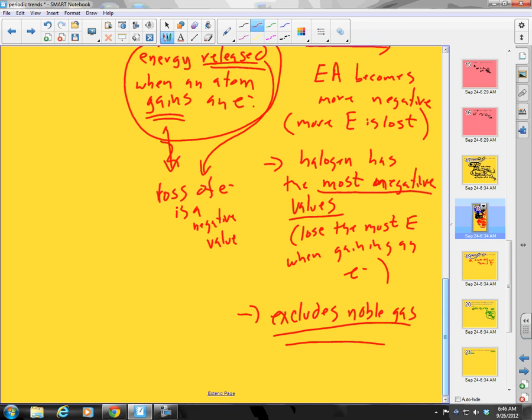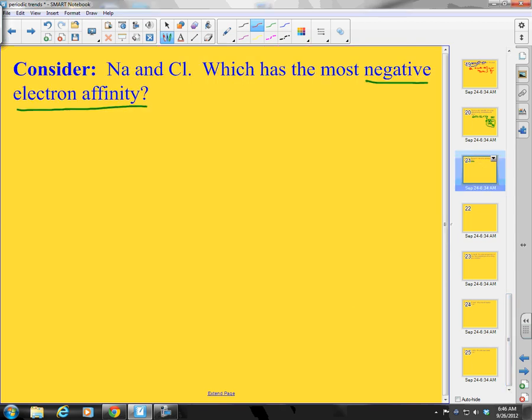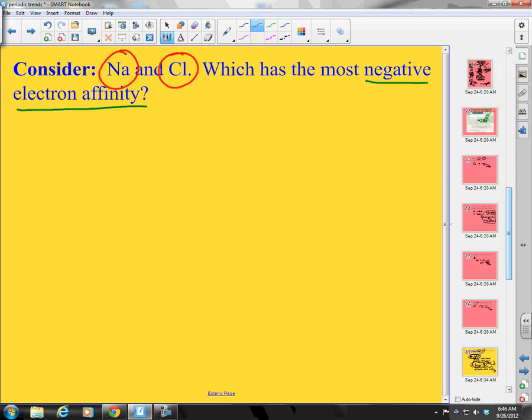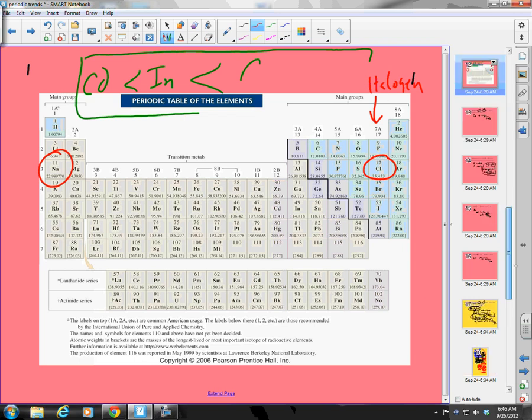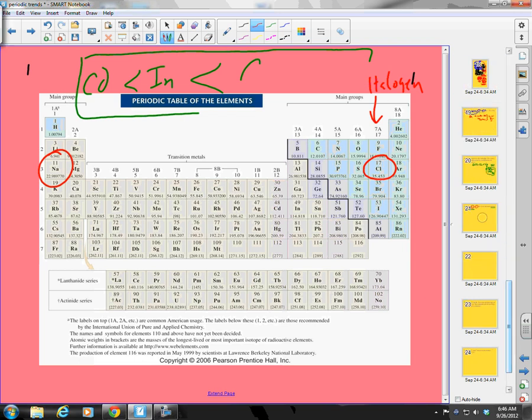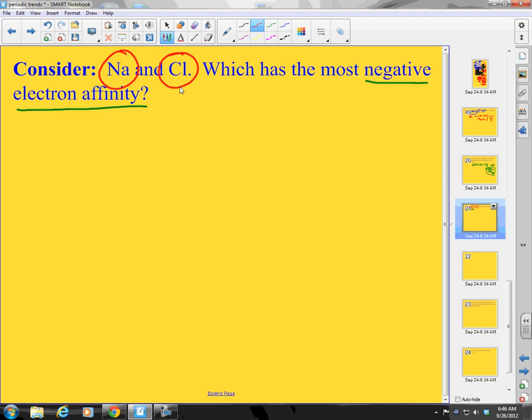Okay, so let's go back and see if we have enough information to answer the question. Which has the most negative electron affinity? Here's sodium, here's chlorine. Let's check our periodic table. Where's sodium? Sodium is over here. Where's chlorine? Chlorine is here. These are my halogens. What do we know about halogens? They have the most negative values. Good. So this is pretty easy. Which has the most negative value? My halogen, chlorine. Good. All right.